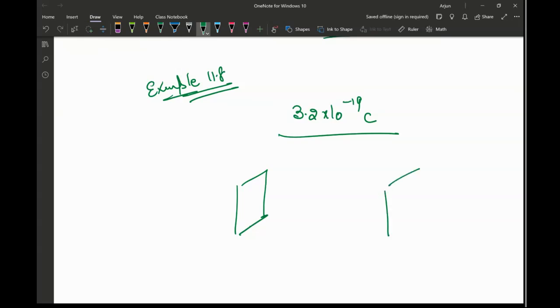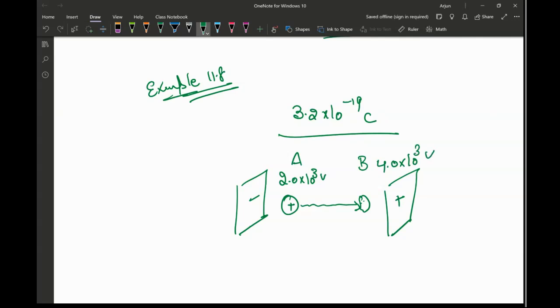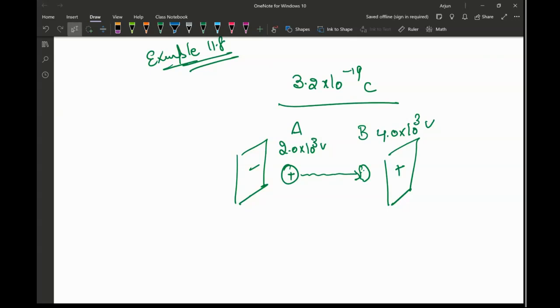These are the two parallel plates. One is negative, another one is positive. Let's assume this positive charge moves from the positive end towards the negative end. At point A, it has an electric potential of 2.0 times 10 raised to the power 3 volts, and at point B, it has an electric potential of 4.0 times 10 raised to the power 3 volts. First of all, I want to find the difference in the electric potential between A and B.